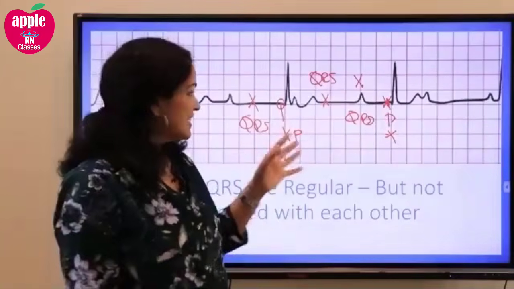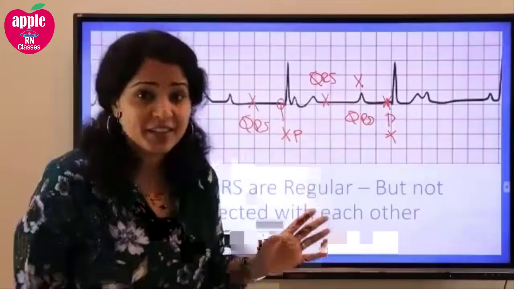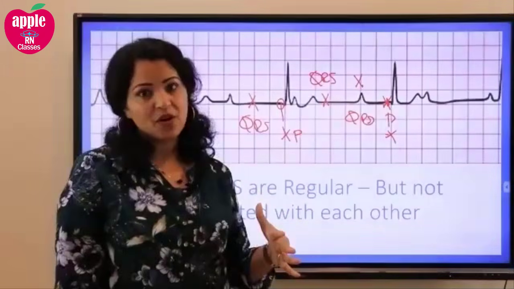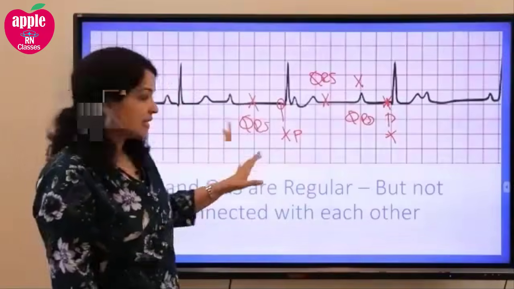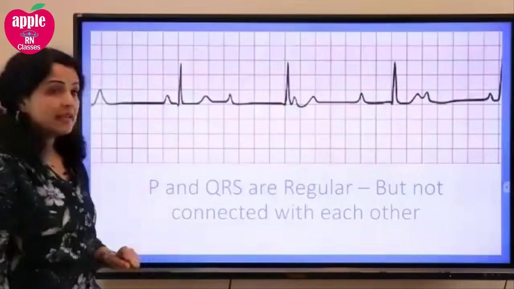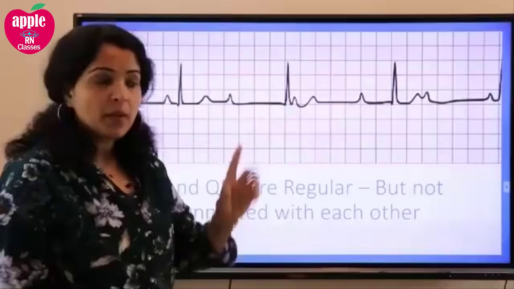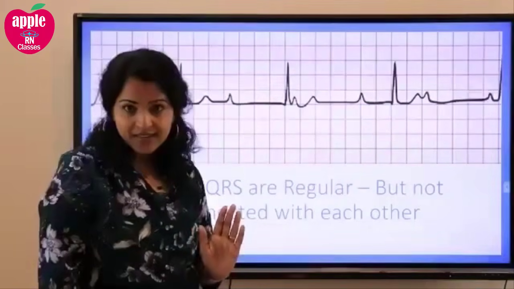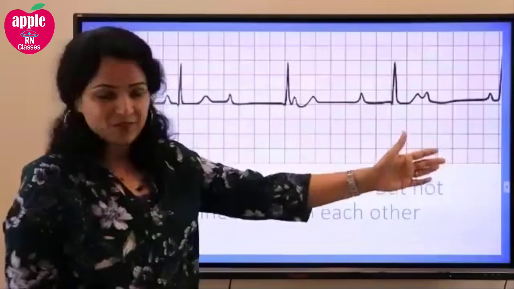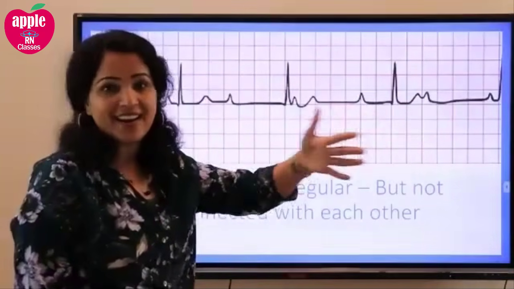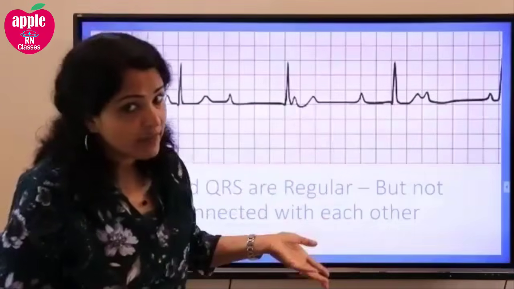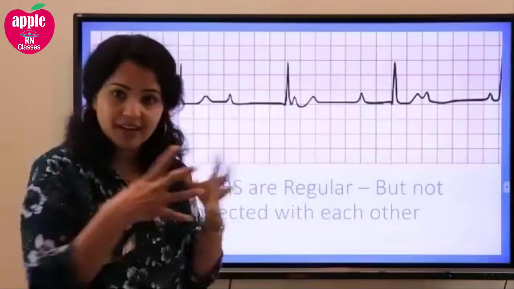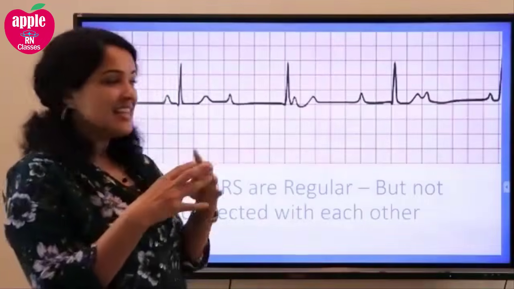Okay, so these are the people who are having 100% problem, and that is complete heart block. In the ECG, you will see that P is having its own way of going, QRS having its own way of going. There is no connection. Every P doesn't have a QRS, every QRS does not have a P. There is no connection. Okay, so that's how we know.